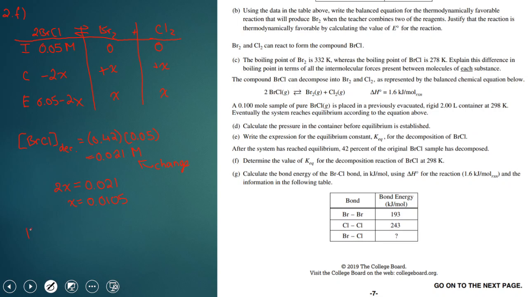And so our K is going to be 0.0105 times 0.0105 divided by 0.05 minus 2 times 0.0105. This is just me substituting for x. And then as I calculate this, 0.0105 squared divided by 0.05 minus 2 times 0.0105, and I get, sorry, let me just check this really quick.